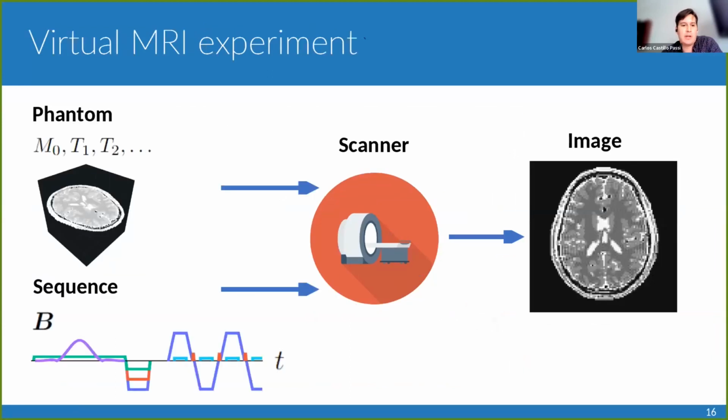So the MRI simulation problem is getting from this phantom, which has a description of the magnetic properties, and a sequence, which has the instructions for all of the components of the magnetic field and how you change the magnetic field in time and space, to generate the image.